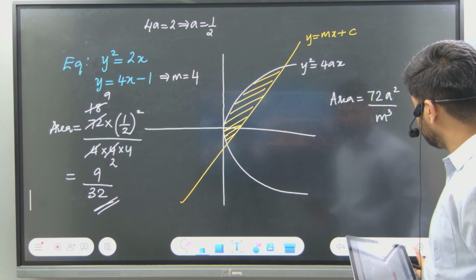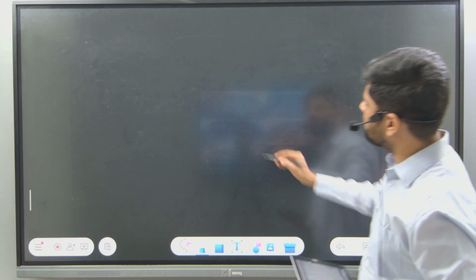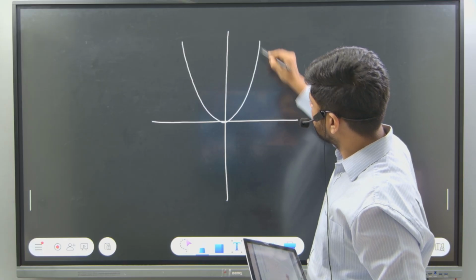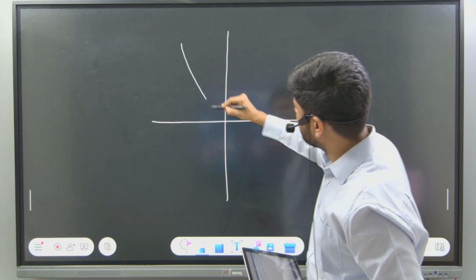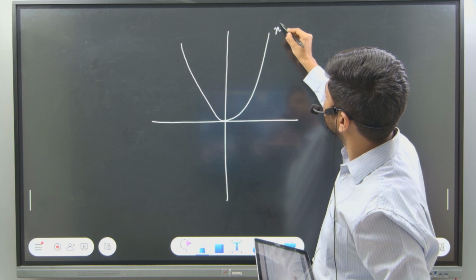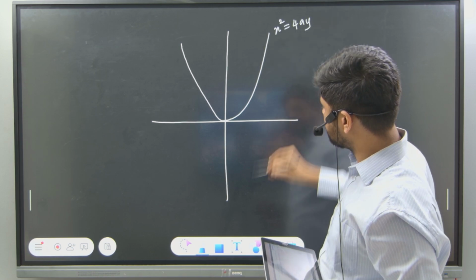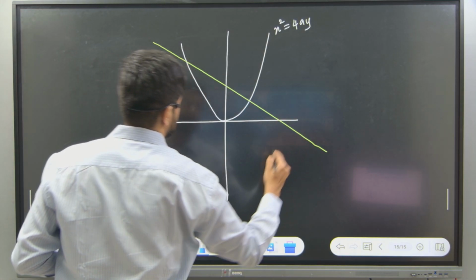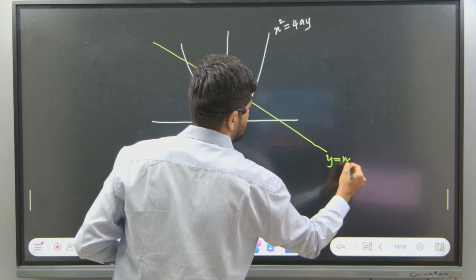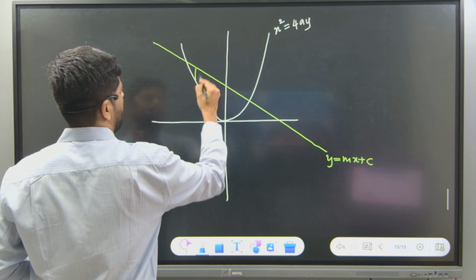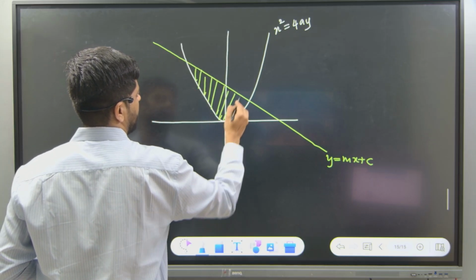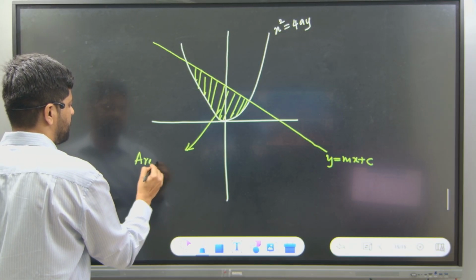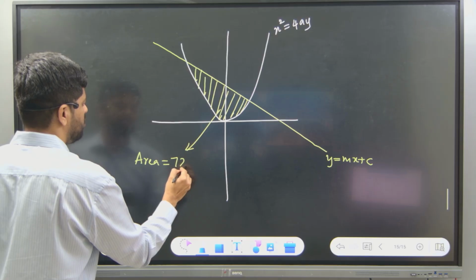What if I have the curve y square is equal to 4ax. Now let me take the curve to be x square is equal to 4ay. The curve is x square is equal to 4ay, and you have the line y is equal to mx plus c. I want to find out this area. So this area will be equal to 72.